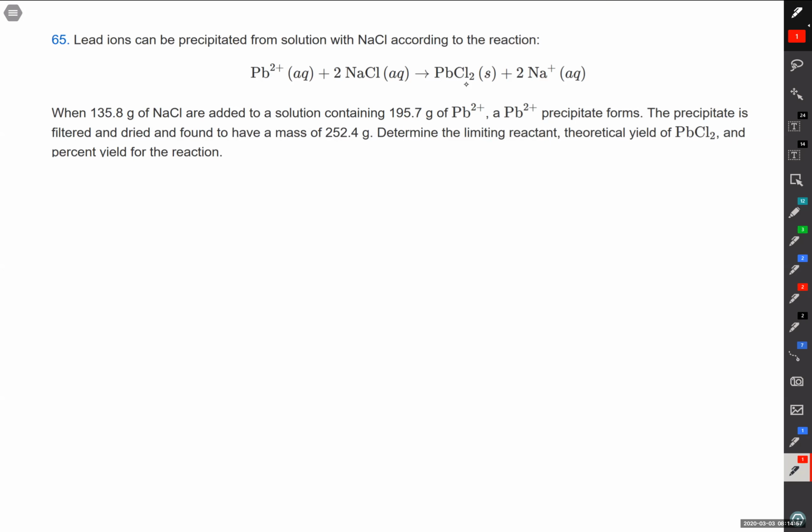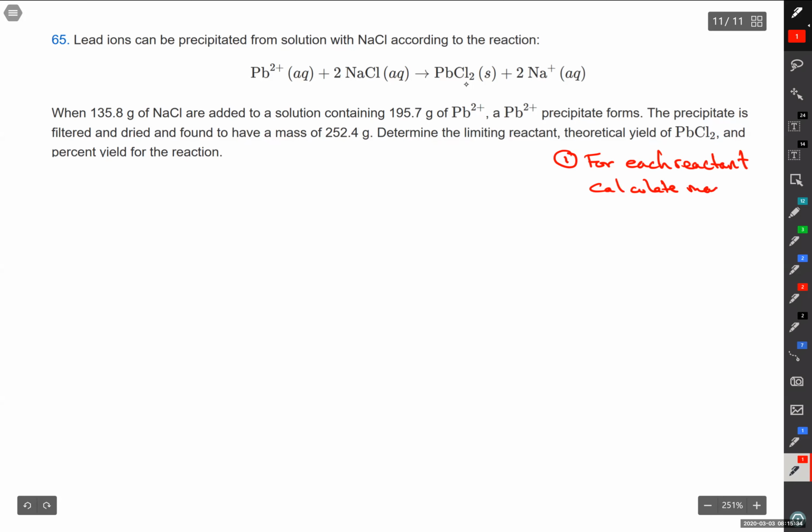Limiting, first part. We're going to find the limiting reactant. So to do that, you take the mass of each starting material and you convert it to mass of product. I'll make a little note here. For each reactant, calculate mass of product.